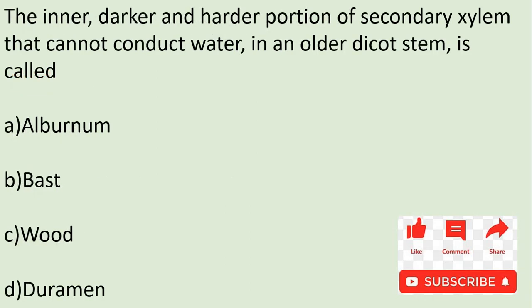The inner, darker and harder portion of secondary xylem that cannot conduct water, in an older dicot stem, is called A. Alburnum. B. Bast. C. Wood. D. Duramen.